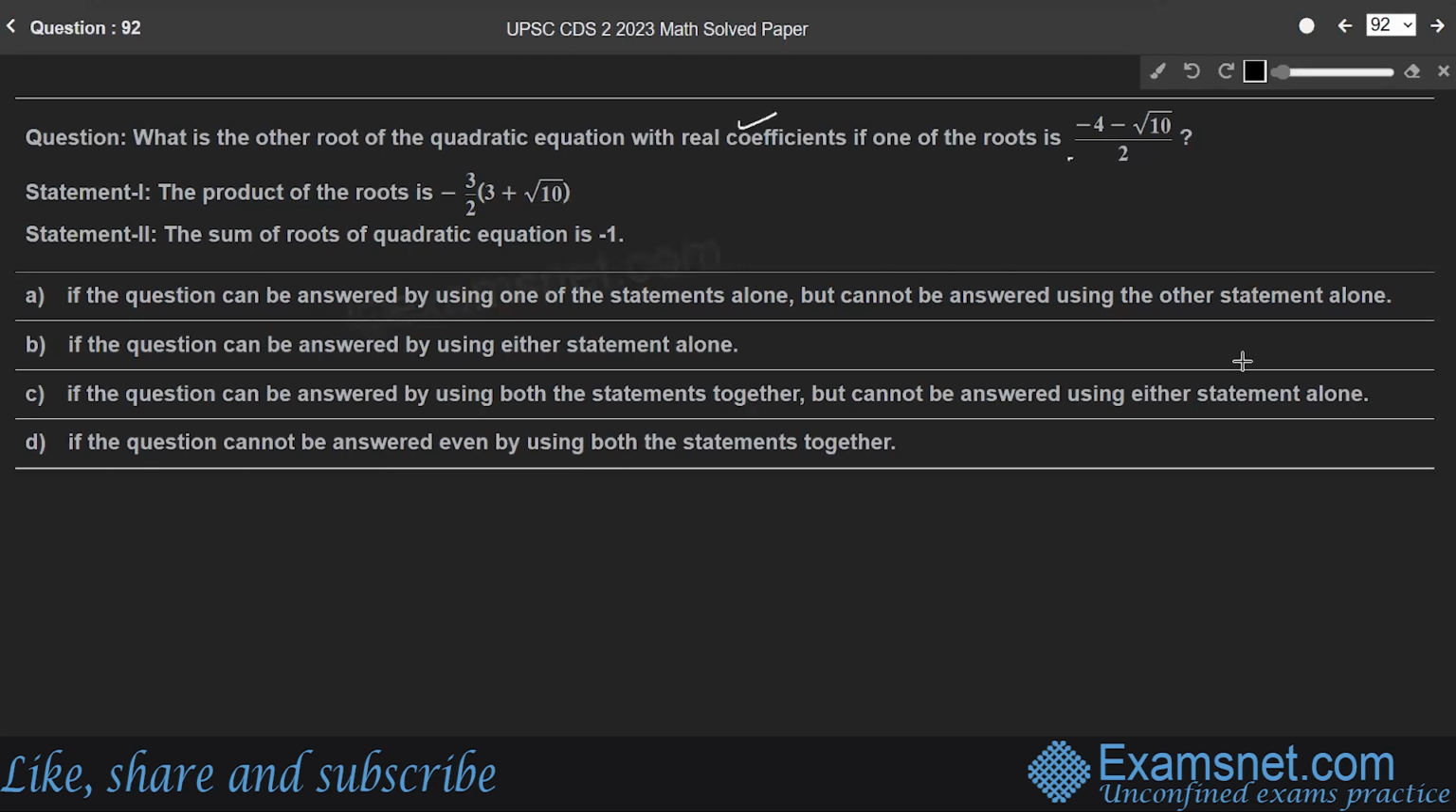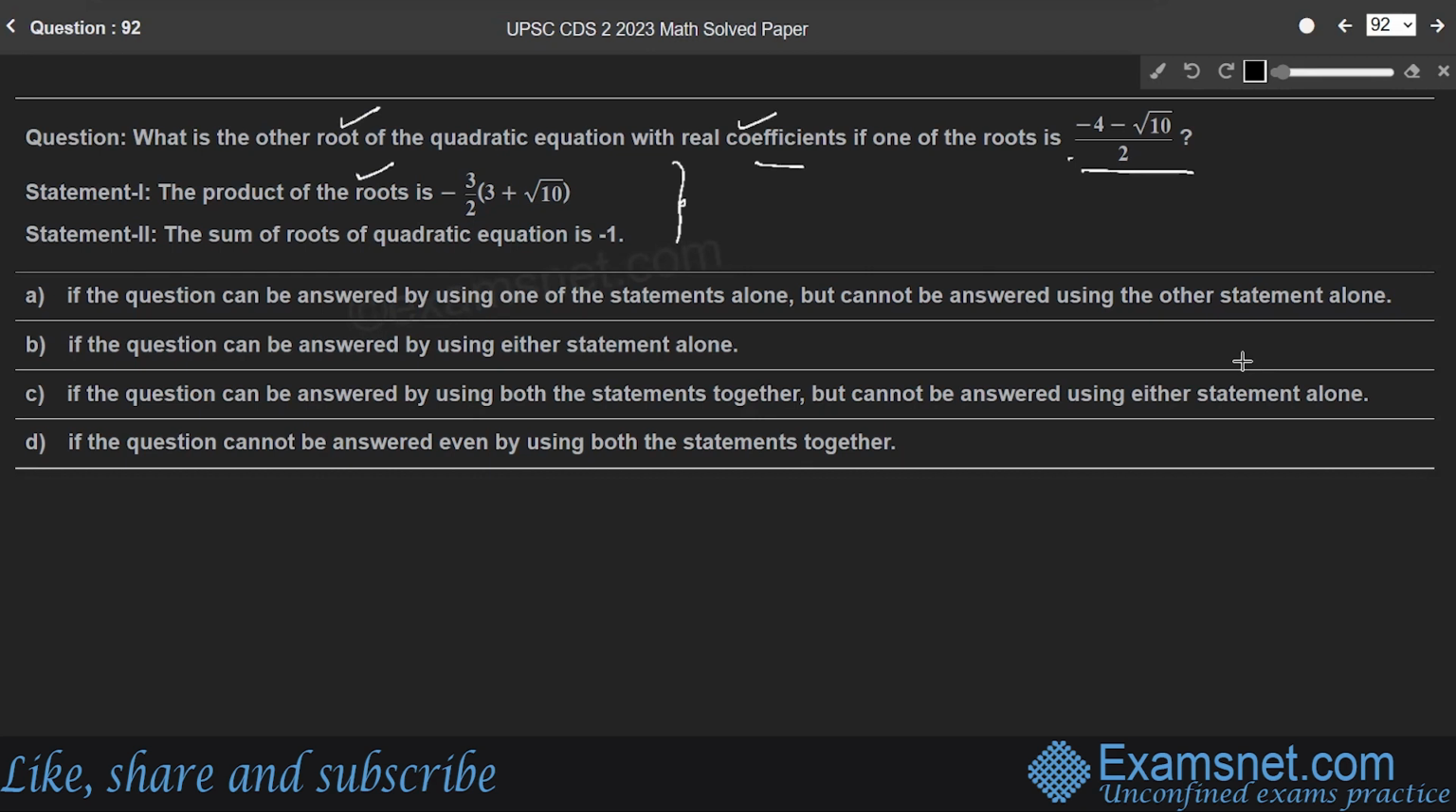Question 92. What is the other root of the quadratic equation with real coefficients if one of the roots is (minus 4 minus root 10) by 2? Right? So here statement 1 is the product of the roots is minus 3 by 2 into (3 plus root 10). If the product of the roots is given, can we find the other root of the quadratic equation if one of the roots is given?